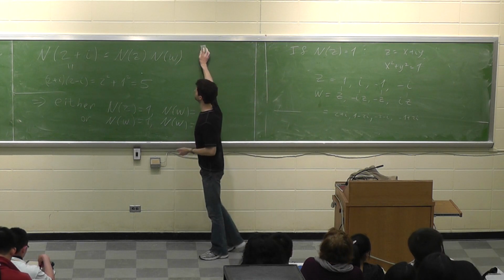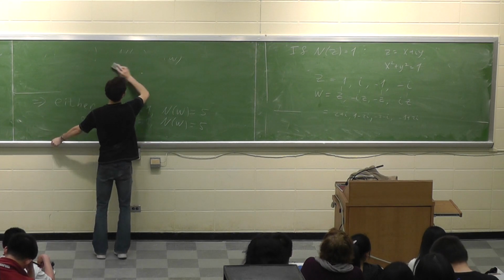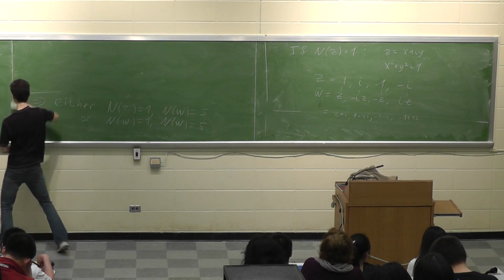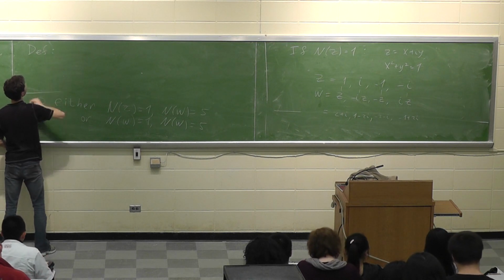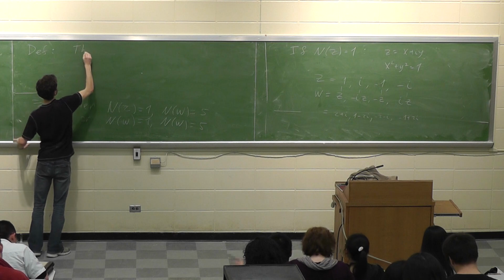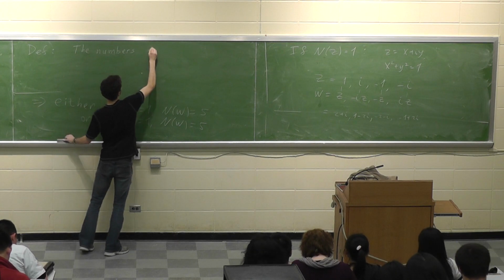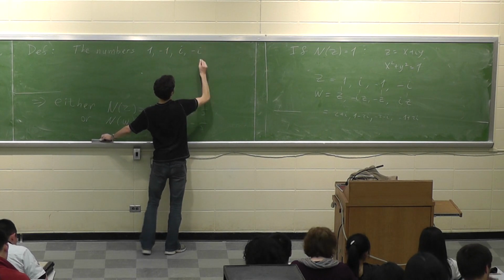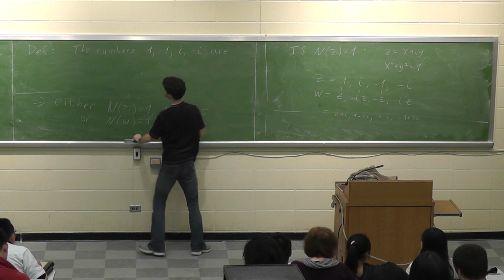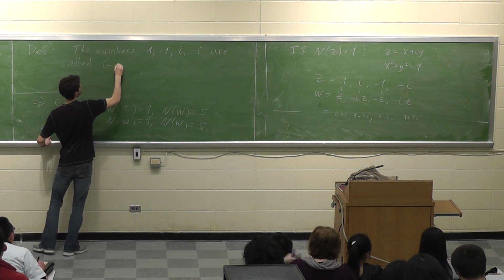So here, let me write down some definitions. Definition: the numbers 1, minus 1, i, minus i are called Gaussian units.